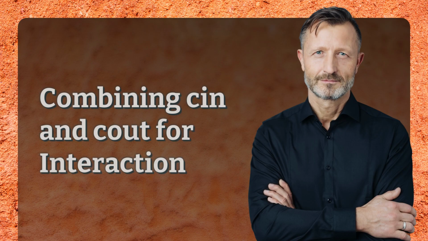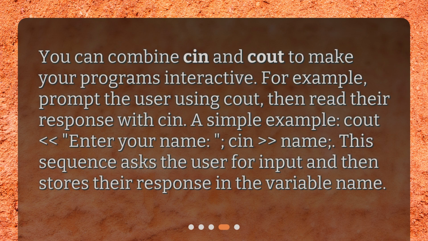Combining cin and cout for interaction. You can combine cin and cout to make your programs interactive. For example, prompt the user using cout, then read their response with cin. A simple example: cout << "Enter your name"; cin >> name. This sequence asks the user for input and then stores their response in the variable name.